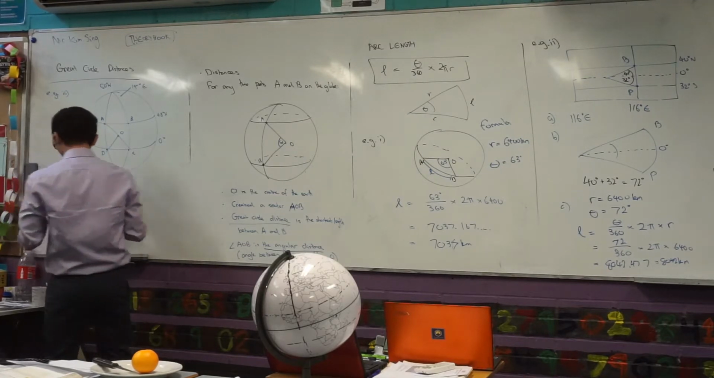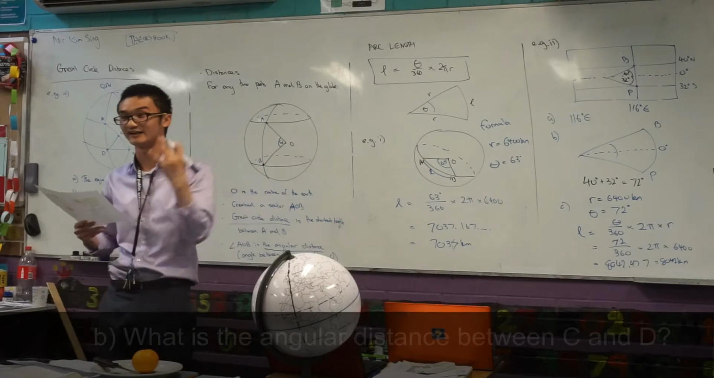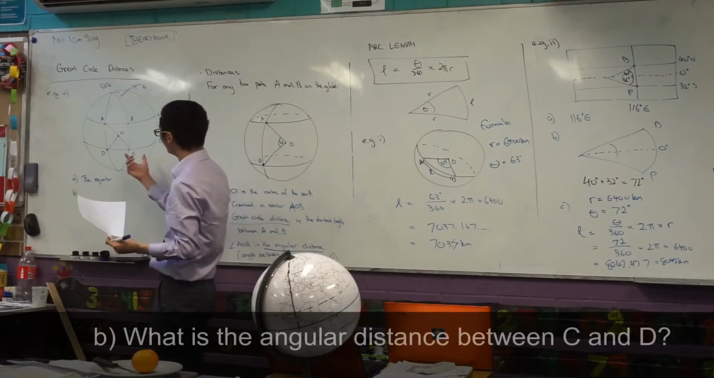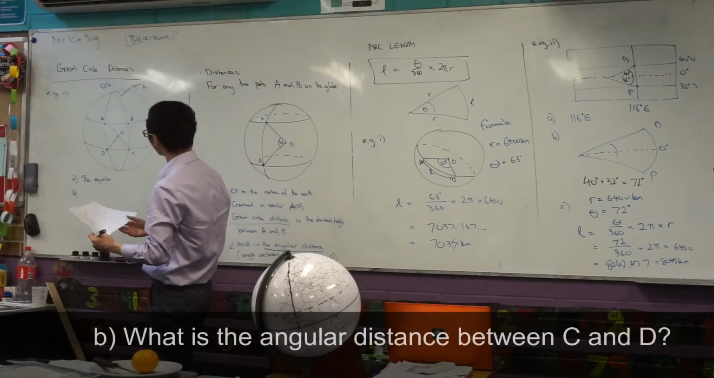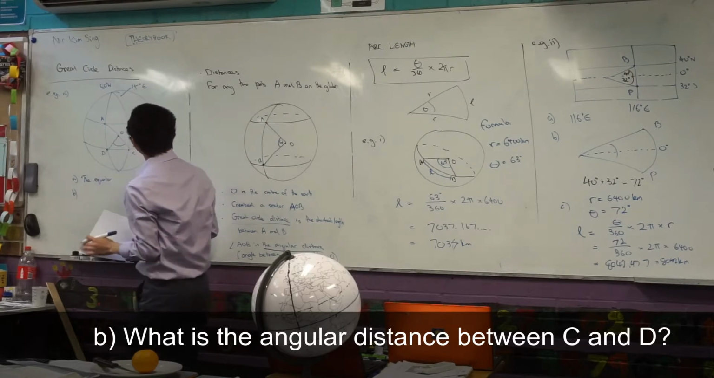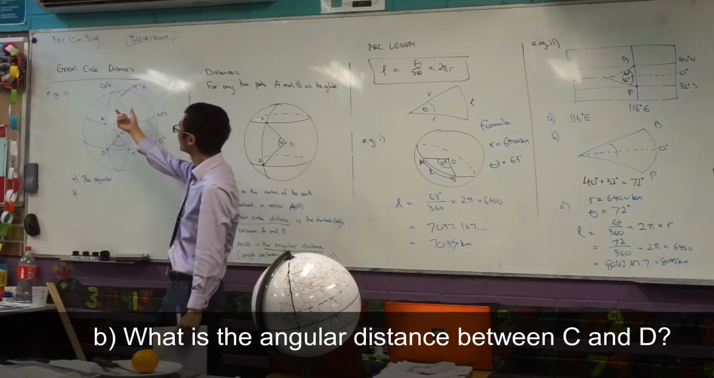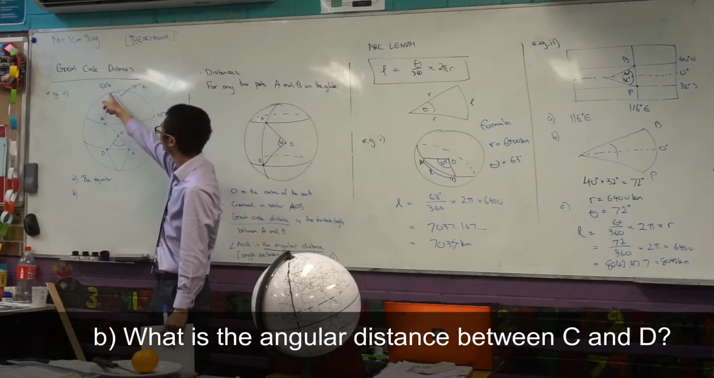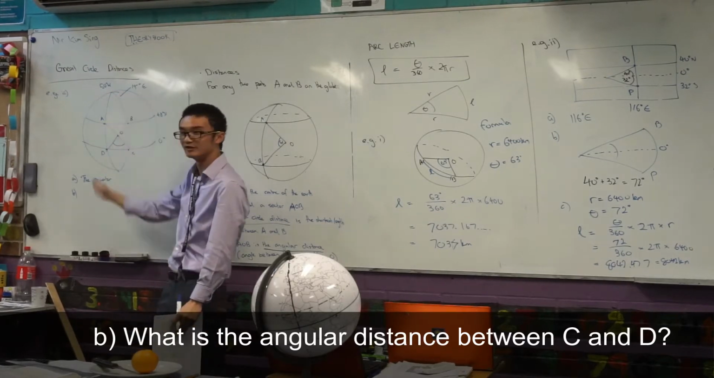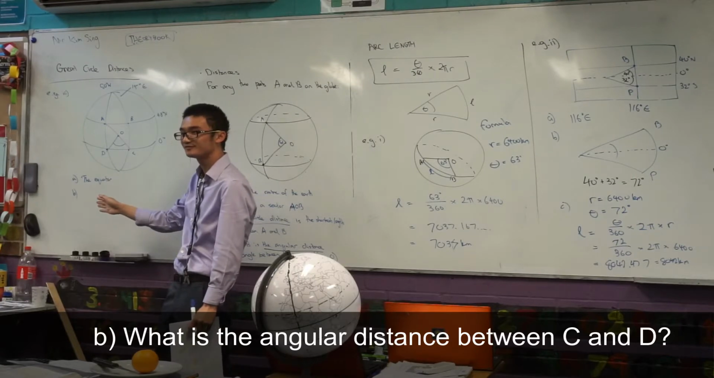B. What is the angular distance between C and D? Again, hopefully we're really comfortable with this idea. Just one thing that might not be so obvious, the angular distance in this case, I want to find this angle here. And again, I want to look at my great circles. So I know I've got 50 degrees west and 15 degrees east. So what's going to be in the middle between them?